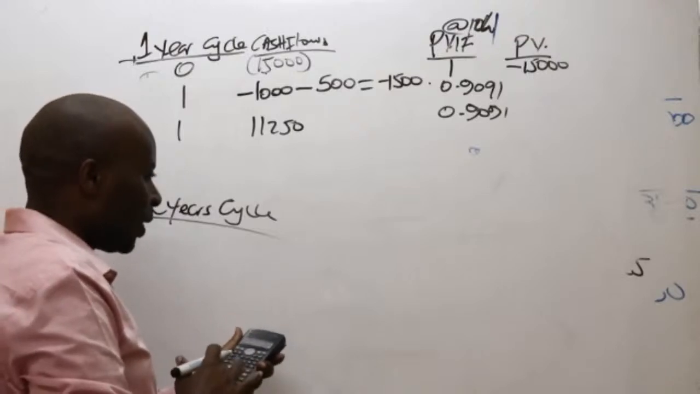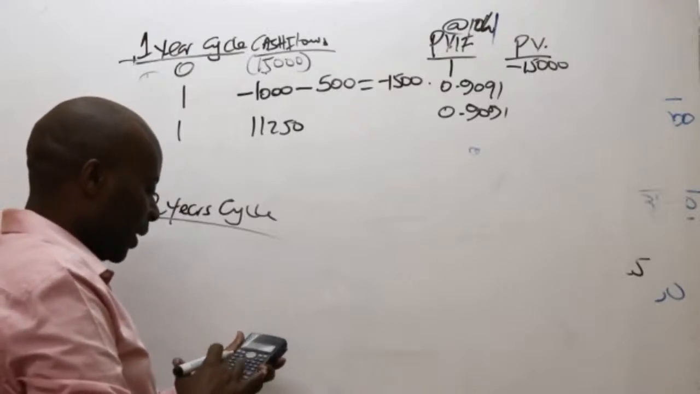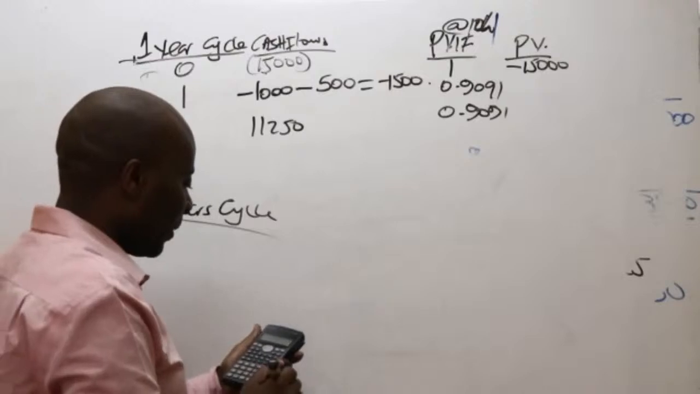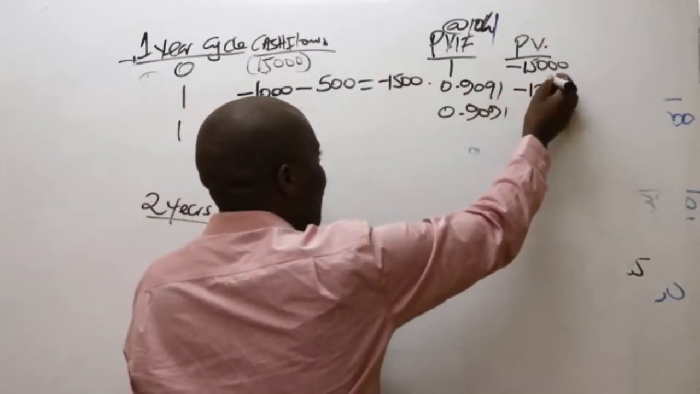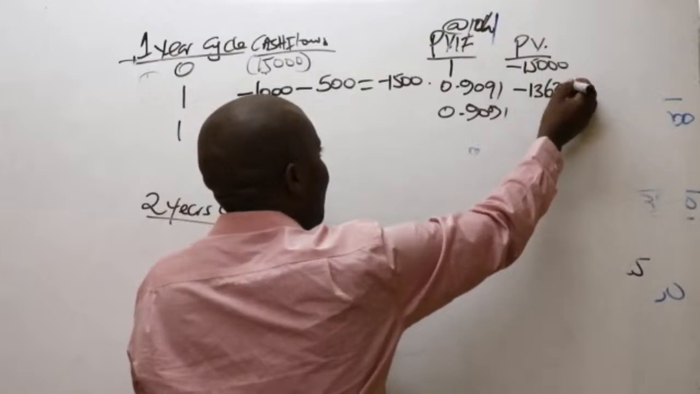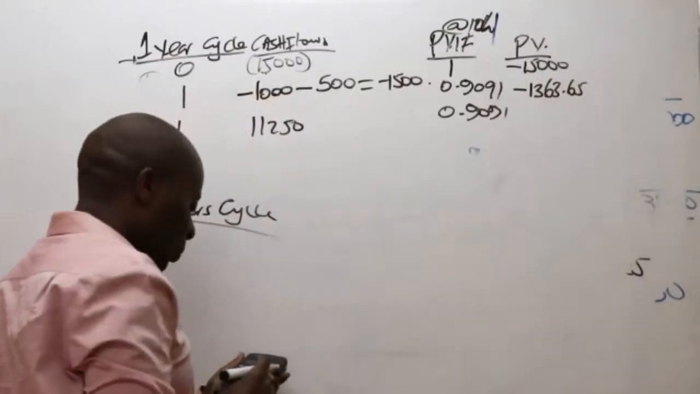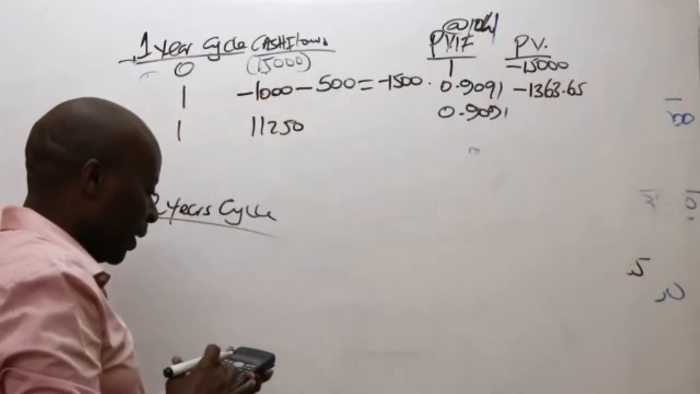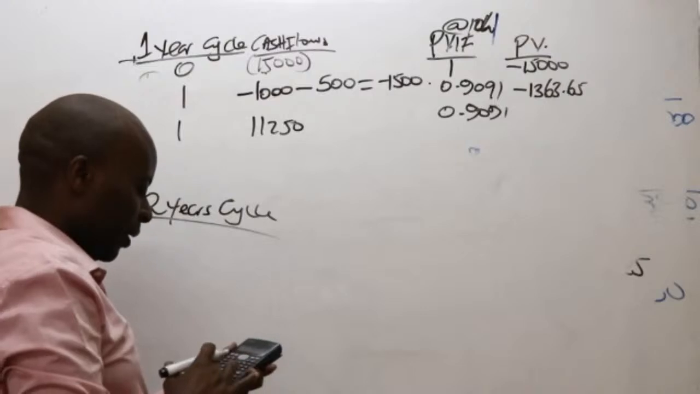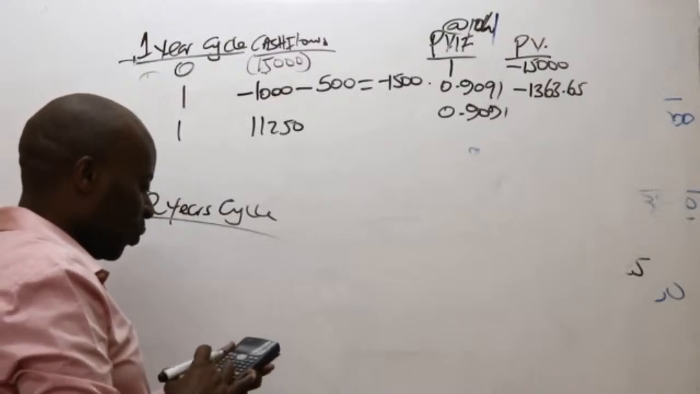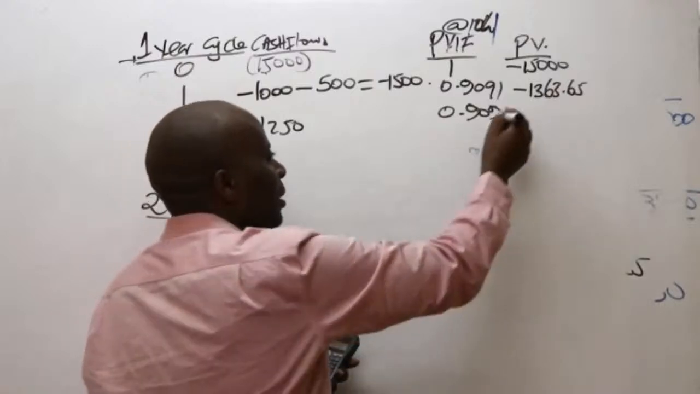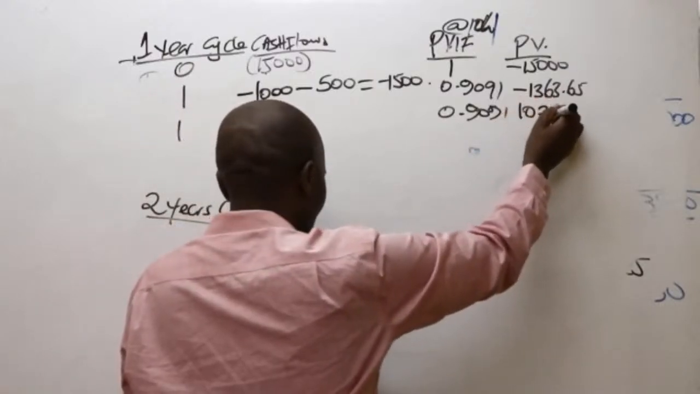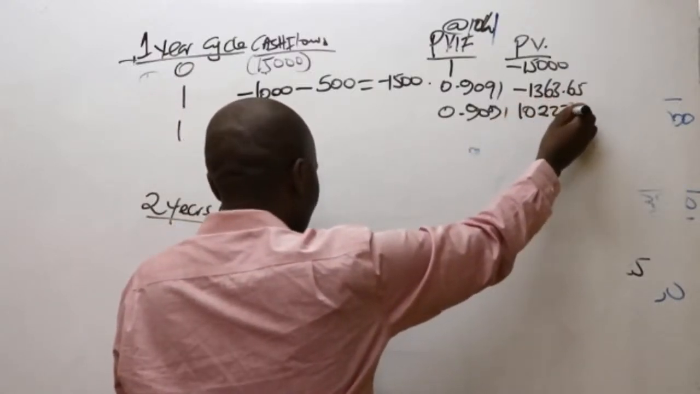Minus 1,500 times 0.9091, which gives me minus 1,363.65. And then the last one, which is positive, is 11,250 times 0.9091 times 0.9091, which gives us 10,227.38.